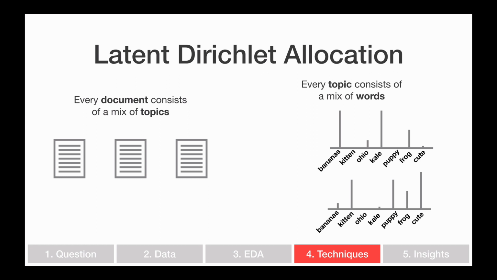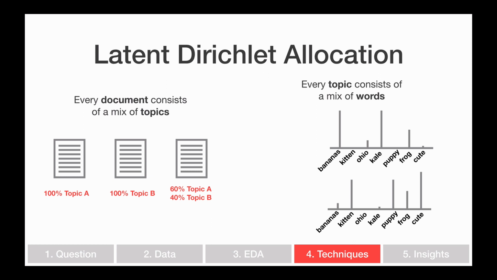So what does that mean? Well, you see every document here is split among a couple different topics. So you'll see for the first document, it's 100% topic A, and that last document, it's a mix or distribution of different topics. On the right here, you'll see that every topic is a probability distribution of words.